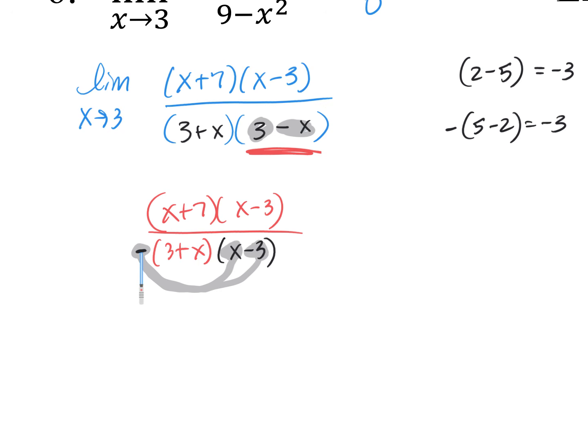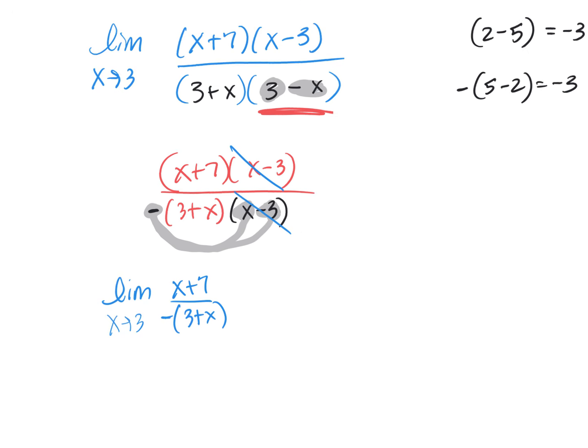I don't want you to think that this negative out here goes to this set of parentheses and that set of parentheses. It doesn't. Any negative only goes to one set of parentheses. So these are still the exact same. Now we're allowed to cross out that x minus 3. So that x minus 3 gets to go bye-bye. And I'm left with that limit still, as x approaches 3, of x plus 7 times a negative 3 plus x.